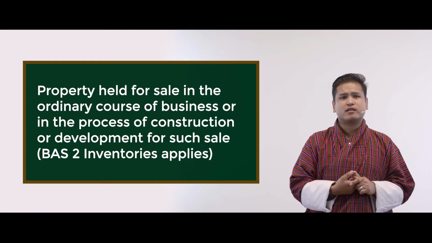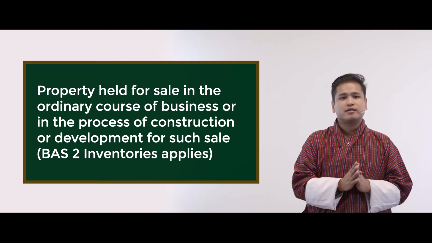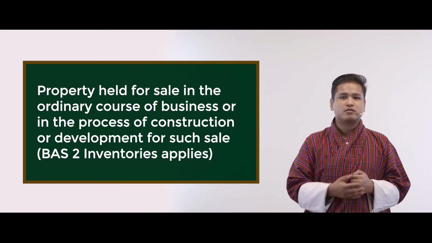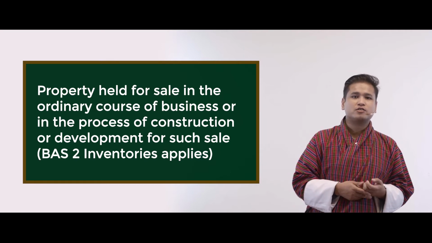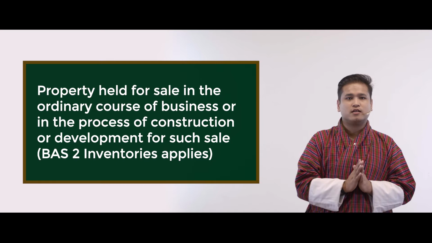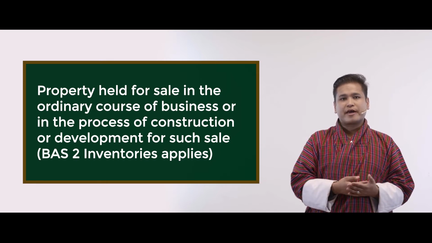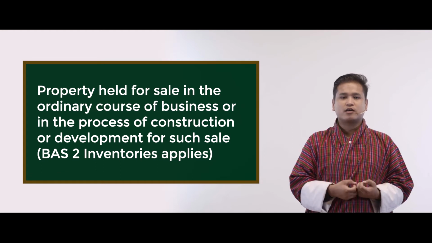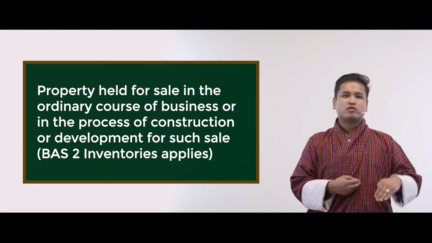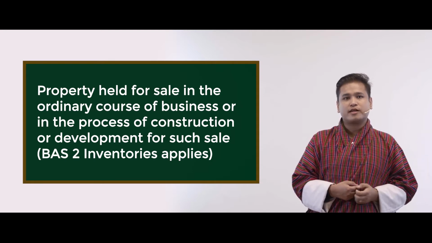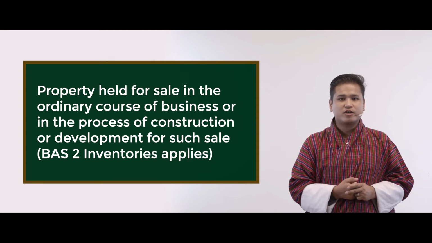Let us look into the second non-example. Second non-example is property held for sale in the ordinary course of business or in the process of construction or development for such sale. Here, the owner's main business is to construct buildings or develop land in order to sell. So here they are not treating it as investment property. In fact, it should be treated as inventories.